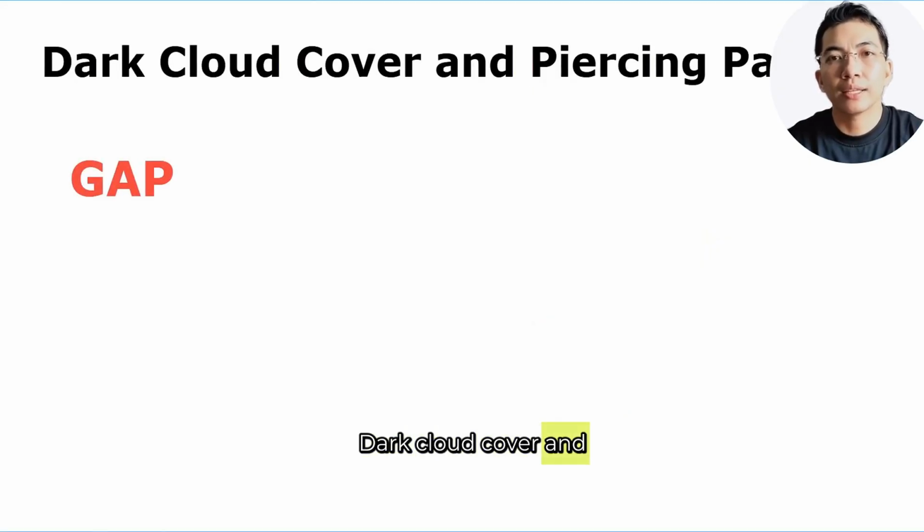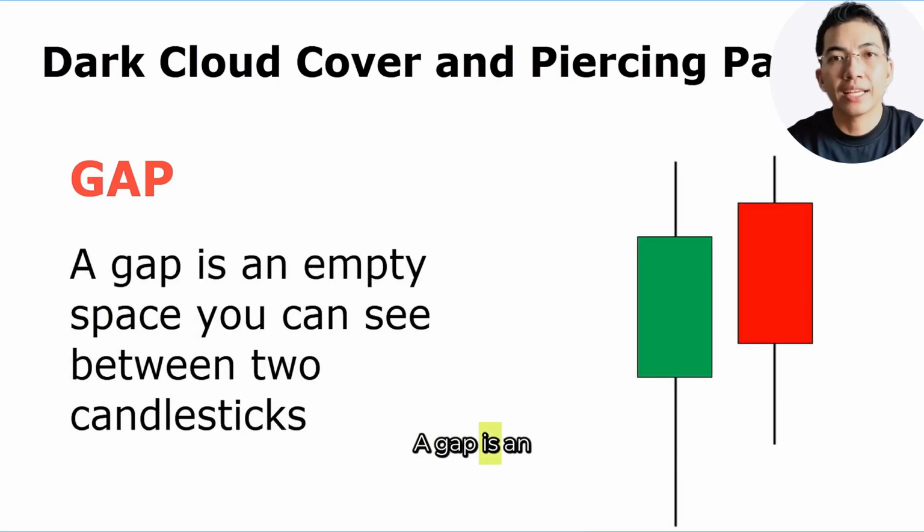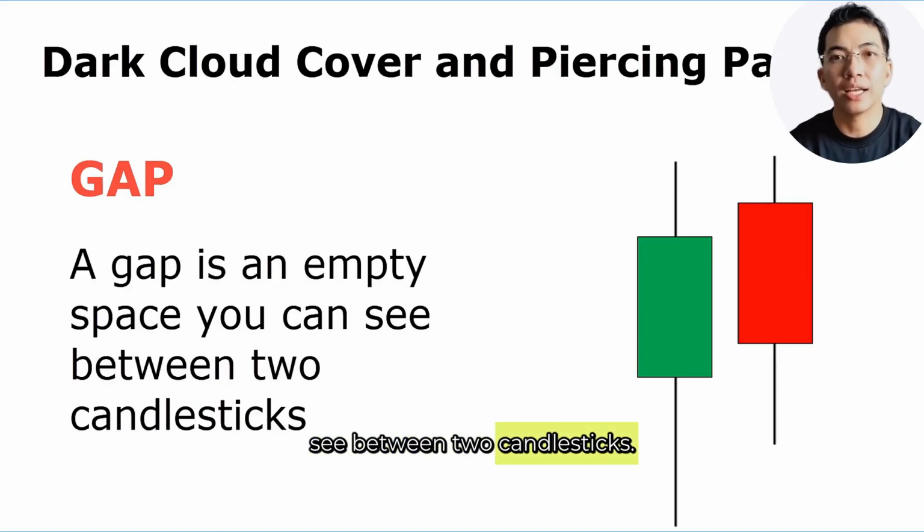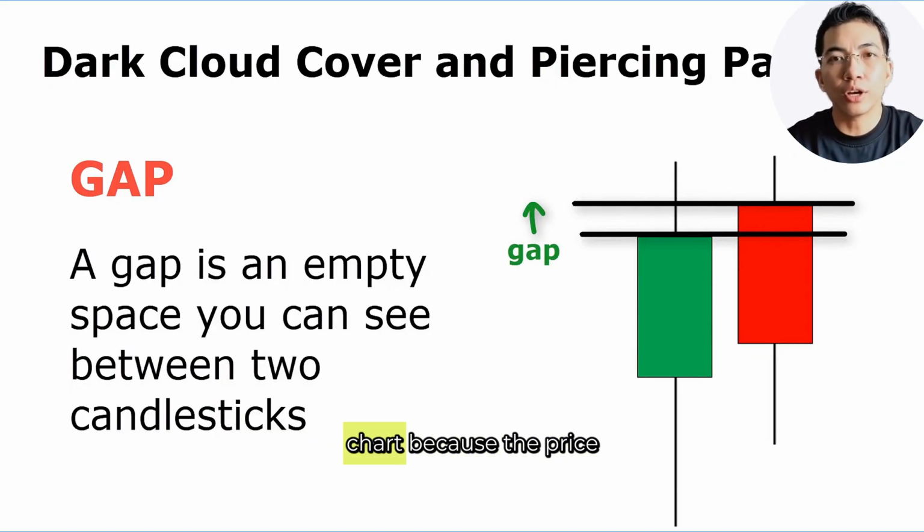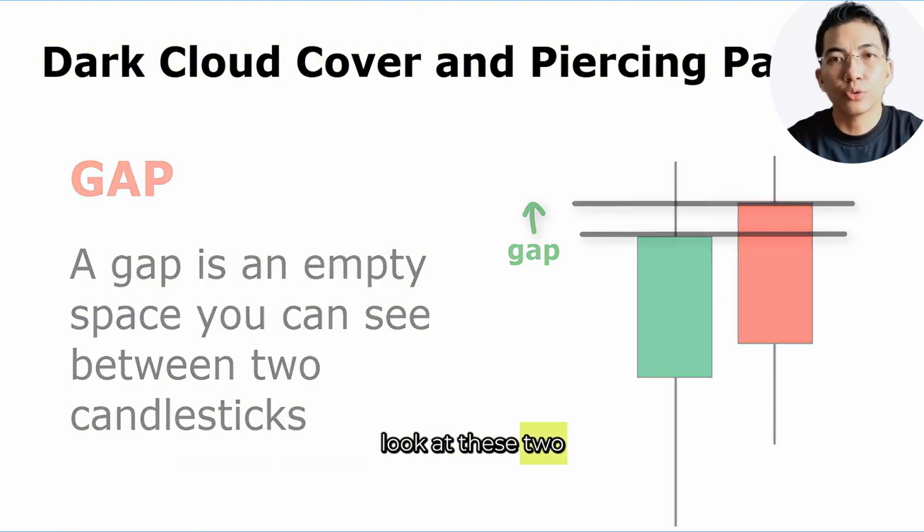Dark cloud cover and piercing pattern are gap patterns. That means that they need a gap between two candles. What is a gap? A gap is an empty space you can see between two candlesticks. It appears on the chart because the price movements during that time have not been registered by the platform. It usually appears during the weekends because the forex market is closed, but of course the currency rates are still moving. With this brief introduction about the gaps, we can start having a look at these two patterns.